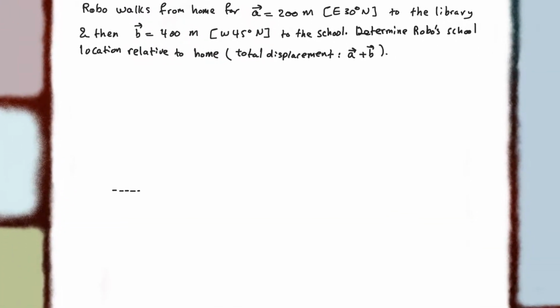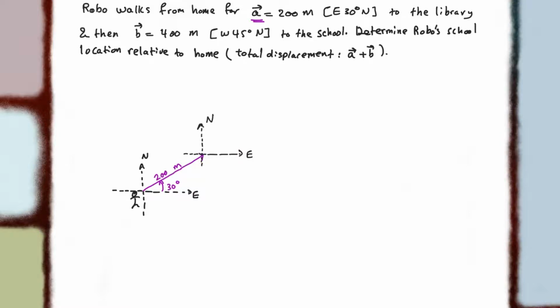We will start off by drawing a coordinate system labeling the east and the north direction, and Robo starts right at the origin. The direction that Robo is traveling is from east 30 degrees towards north, so we draw that angle and then we draw the magnitude of 200 meters. This will mark our position A, which is the library.